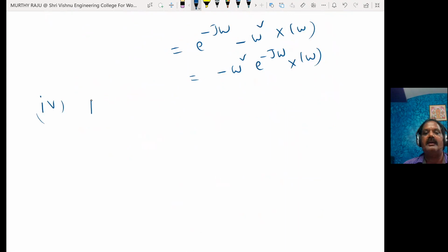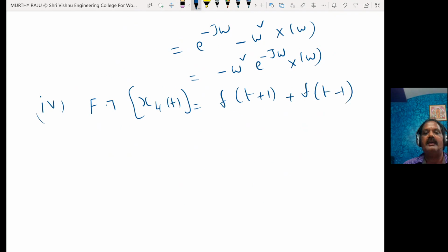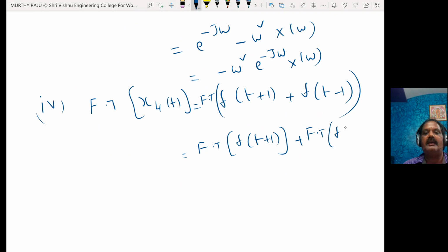Find the Fourier transform of x4 of t is equal to delta of t plus 1 plus delta of t minus 1. Fourier transform: that is equal to the Fourier transform of delta of t plus 1 plus the Fourier transform of delta of t minus 1.